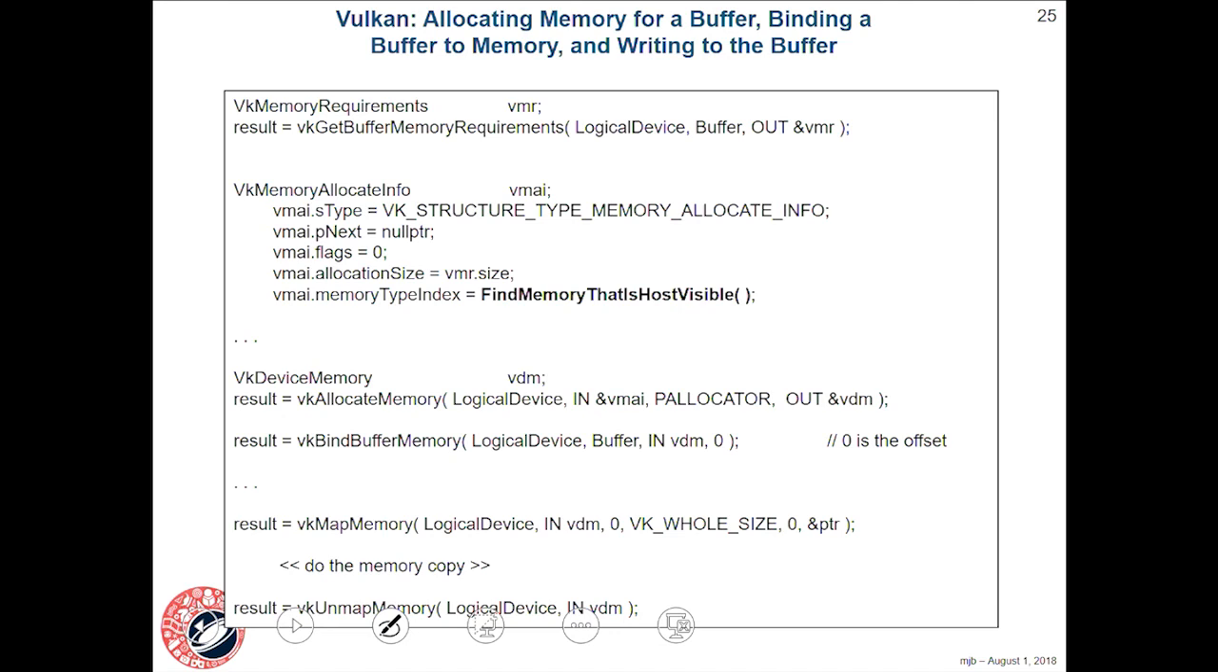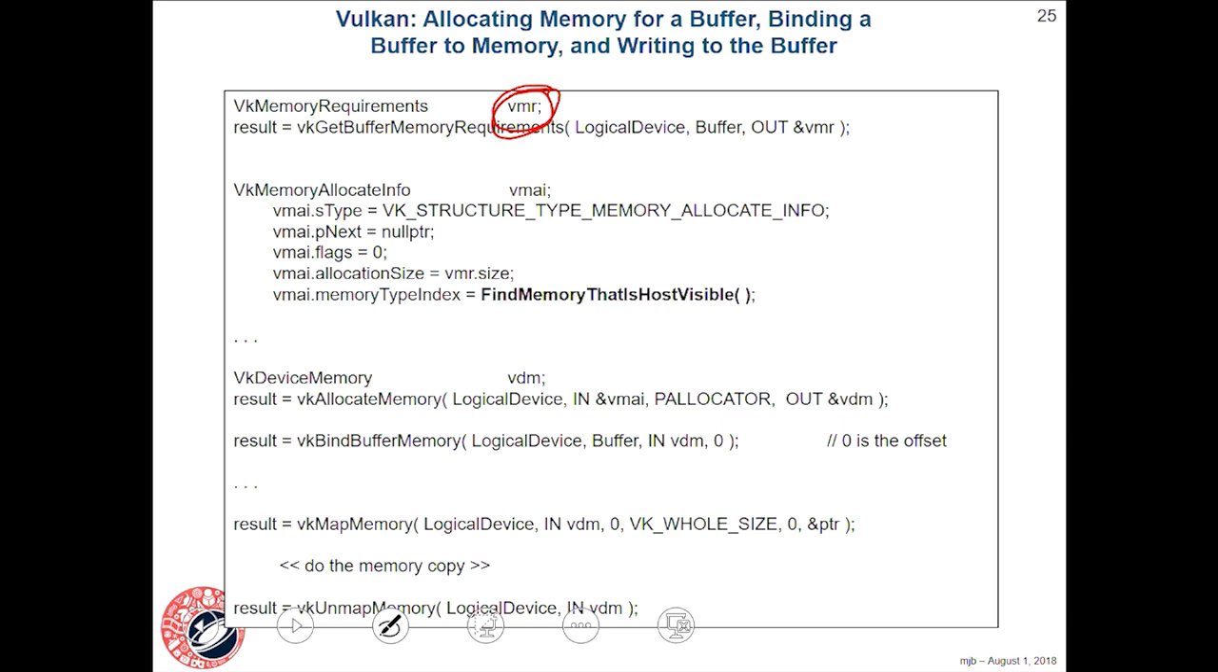All right, Vulkan needs to allocate memory for the buffer. It then needs to bind the memory to the driver. This is very much like OpenGL, where you allocate things and you bind things. When you've got your buffer, you create the buffer like on the previous page, Vulkan wants to tell you what its memory requirements are.